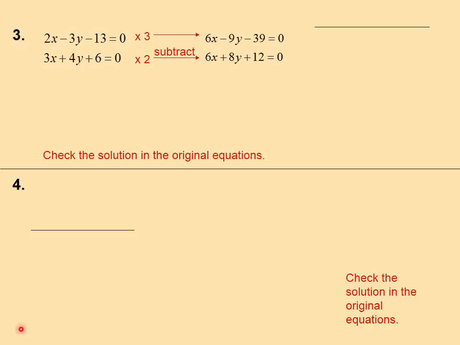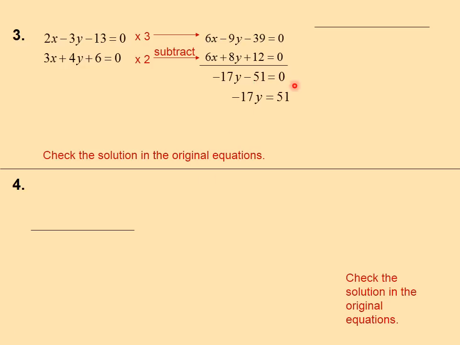Okay, so now I can go ahead and subtract, because I want the x's to go away, and 6 minus 6 will be 0 x's, so that'll go away. Negative 9y minus positive 8y is negative 17y. Negative 39 minus 12 is negative 51. So you don't have to do any rearranging.